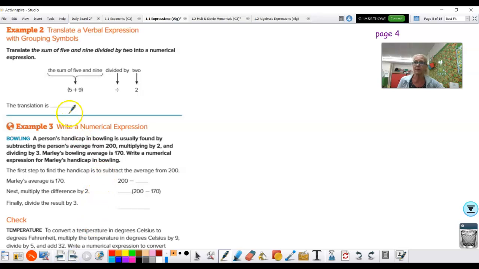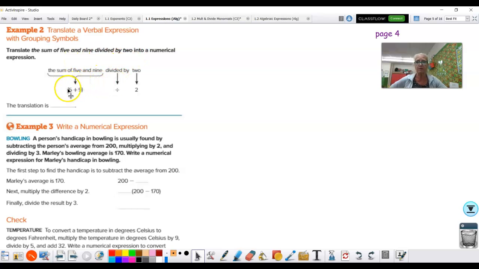Okay? This is on page 4 of your workbook. Here they're showing you translate the sum of 5 and 9 divided by 2. Whenever you see a phrase, the sum of or the difference of, both of those scream you're probably going to need parentheses. Okay? So what we want to do is take the sum of 5 and 9. We want the person to have to add 5 and 9 together before you divide by 2.